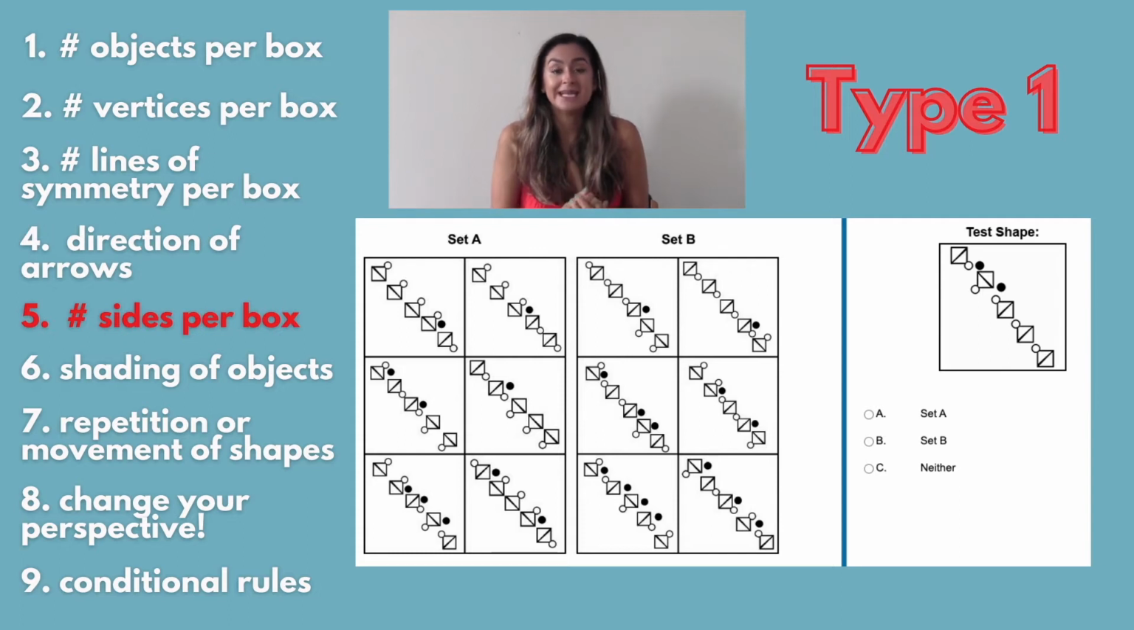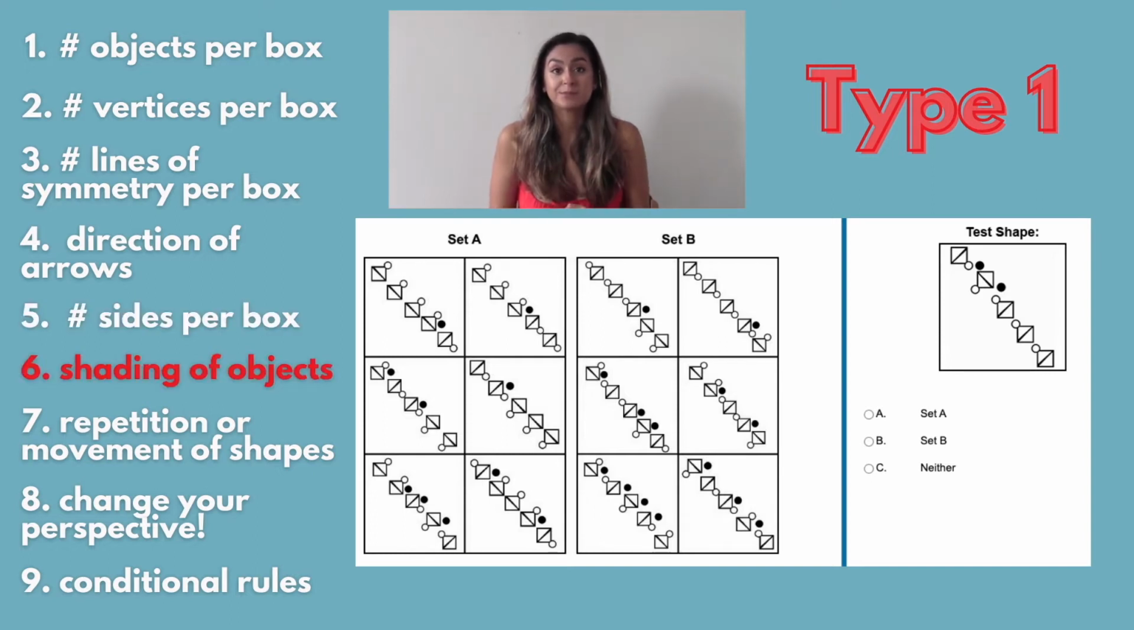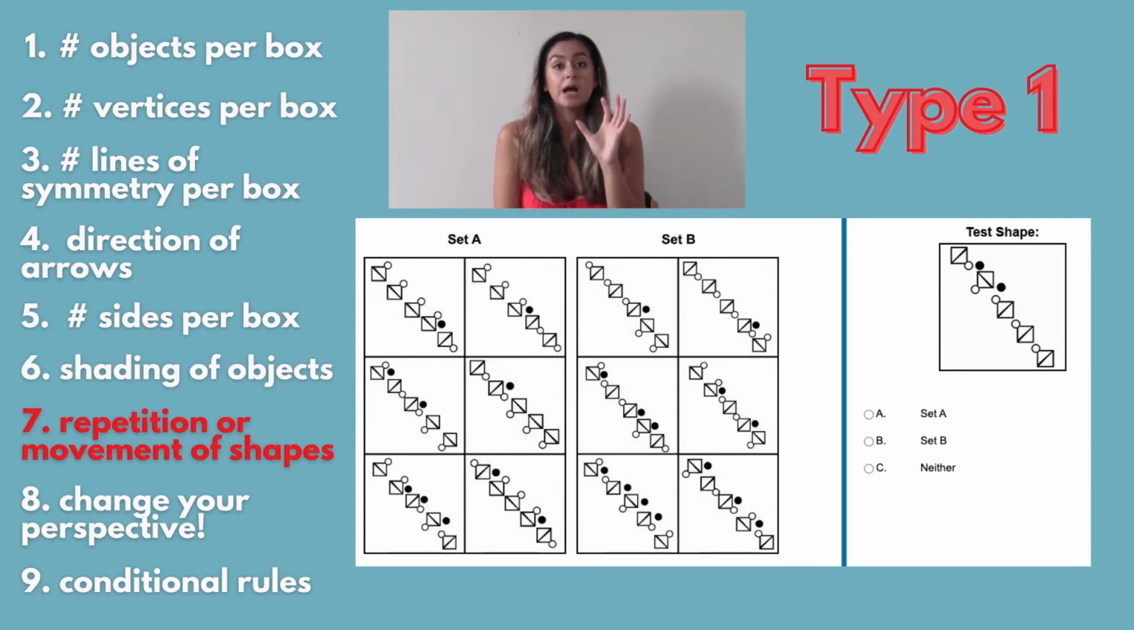Count how many sides are in each box. Have a look at whether or not certain shapes are coloured, for example, white, grey or black. Some other rules that we have in our UCAT ebook, make sure you go and have a look at those. But other ones, for example, would be: are any of the shapes in each box repeated and moved around?